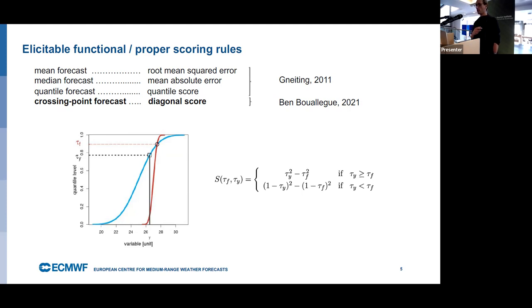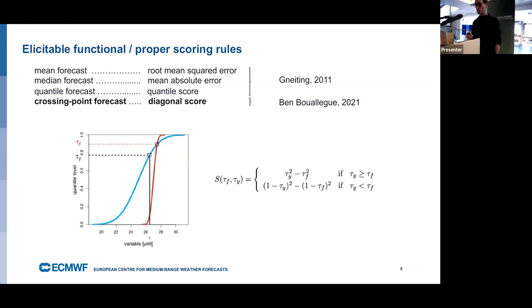And this score is proper. If you do something else with 2y and 2f, if you use a naive score, if you just compute the absolute difference, then you end up with a score which is not proper. So if you want to play with these two quantities, which is the projection of your observation in terms of quantile level and the crossing point forecast, you need to use this diagonal score.